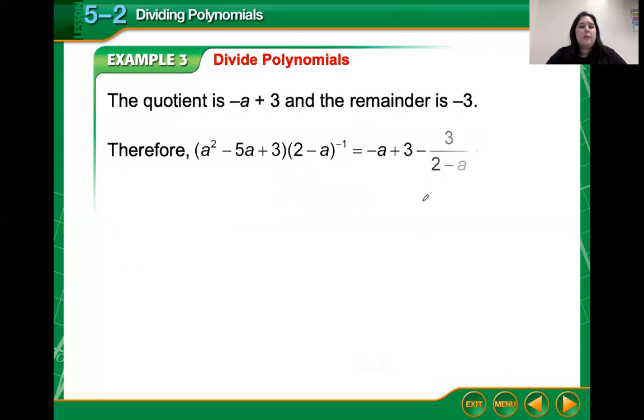So since we have a remainder, we're going to write this as a fraction here. The minus sign comes because the remainder is negative, so we have 3 over 2 minus a. So we are going to go back and rewrite it the way they gave it to us, so that we don't have any double negatives or anything to worry about. So in this case, the answer would have been D, given those answer choices.